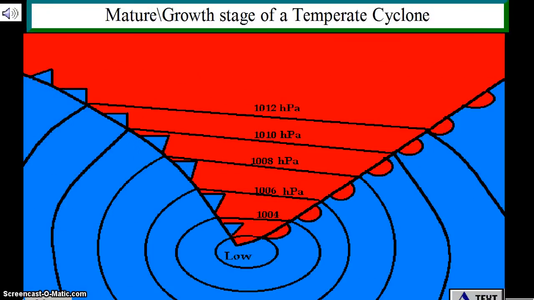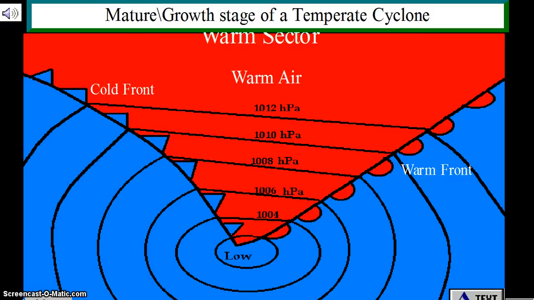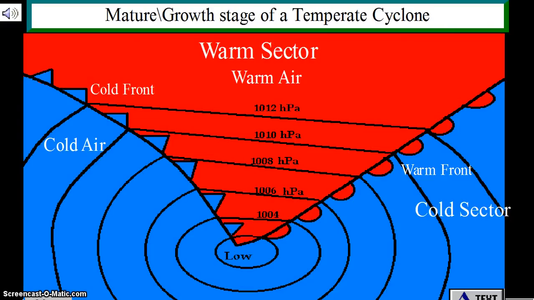The mature or growth stage of a temperate or mid-latitude cyclone. A cold front develops where the cold air pushes into the warm air. A warm front develops where the warm air pushes into the cold air. The air pressure at the center of the low is still above 1,000 hectopascals.